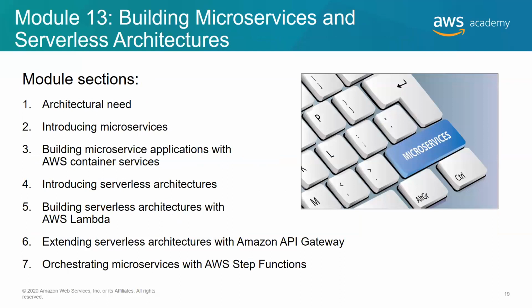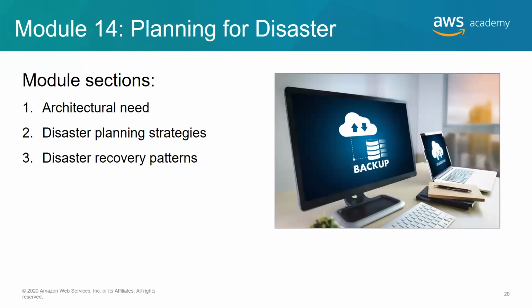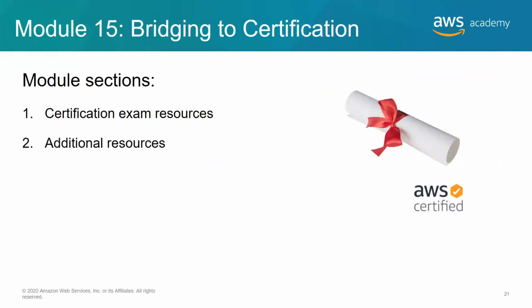And in module 13, we are going to discuss microservices, like the serverless service called Lambda, right? And extending your serverless architecture with API Gateway, and orchestrating your microservices with AWS Step Functions. These all we are going to discuss. And finally, we are going to discuss planning your disaster recovery, and bridging your certificate.